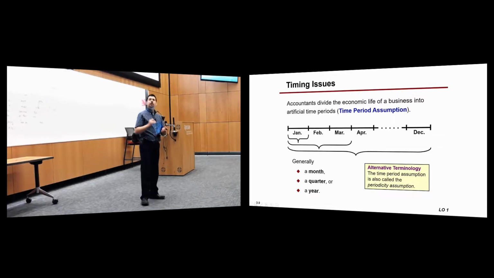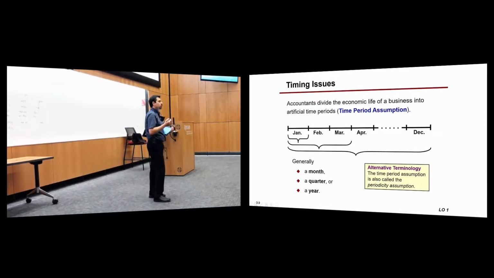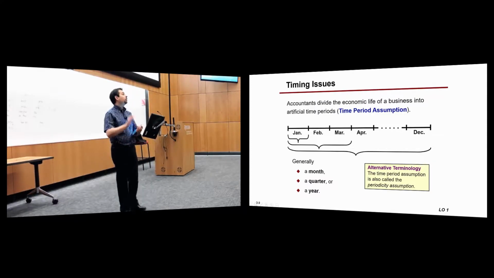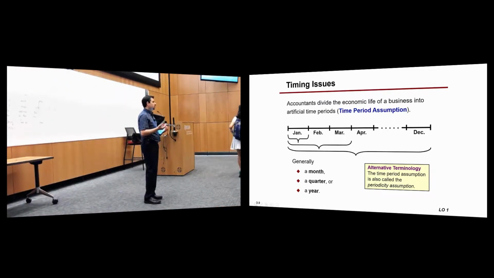Can you wait until the end of the company's life? Let's say that you're an investor. Wouldn't you want to know how the company is doing periodically, every year, every couple of months? What about the IRS, for example? Taxes. Are they going to wait until the company goes bankrupt or basically stops existing to make it pay taxes? They want to receive their taxes every year.